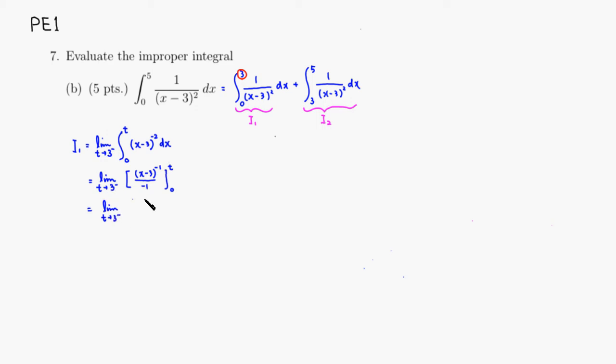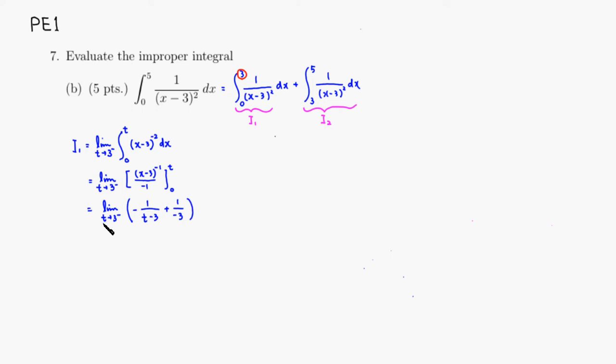If you plug in t, first you have a negative sign there. Negative power is the reciprocal, so 1 over, plug in t for x, t minus 3, and there's a plus sign here. Then you have 0 minus 3, so it's going to be 1 over negative 3.